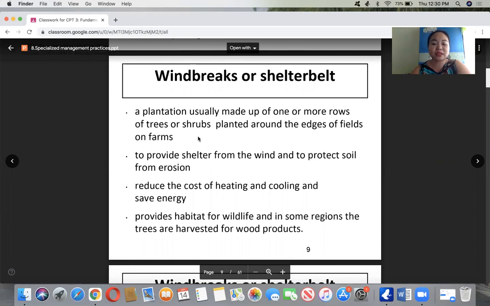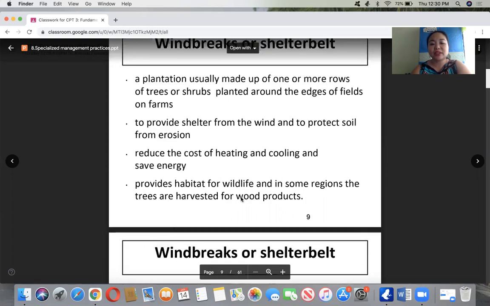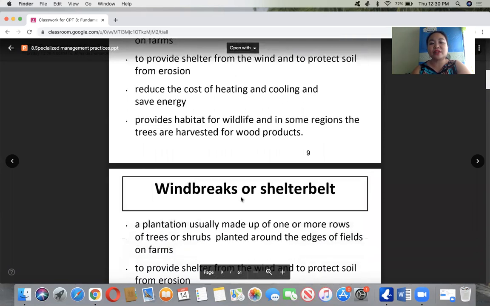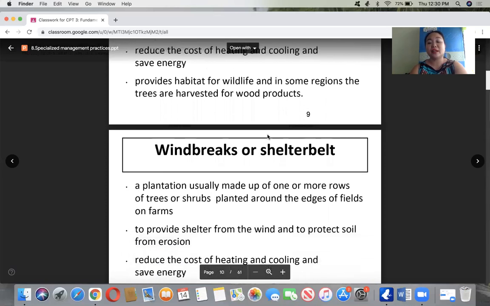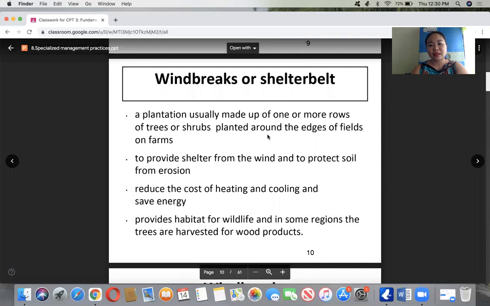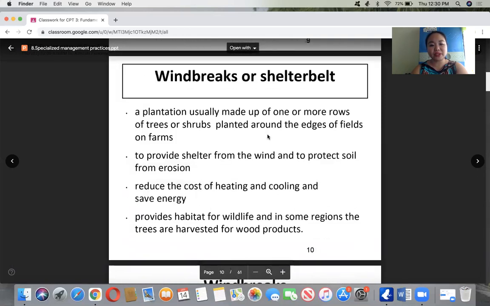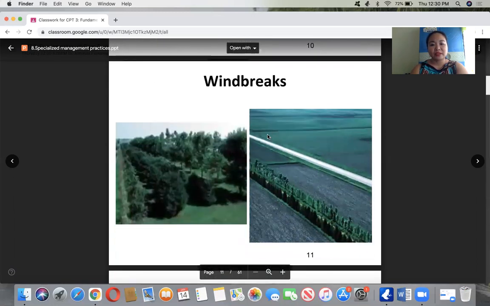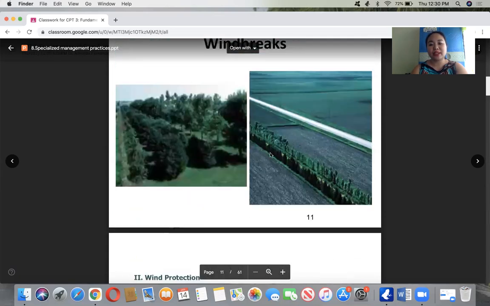windbreaks or shelter belt. It is a planting, usually made of one or more rows of trees or shrubs planted around the edges of the fields and farms to provide shelter from the wind and to protect soil from erosion. So this reduces the cost of heating and cooling and saves energy as well. And it provides habitat even for wildlife, and in some regions the trees are harvested as wood products. So this is just a repetition of the last slide. So these are examples of windbreaks, no? Different sizes of tall trees to protect the surrounding crops.